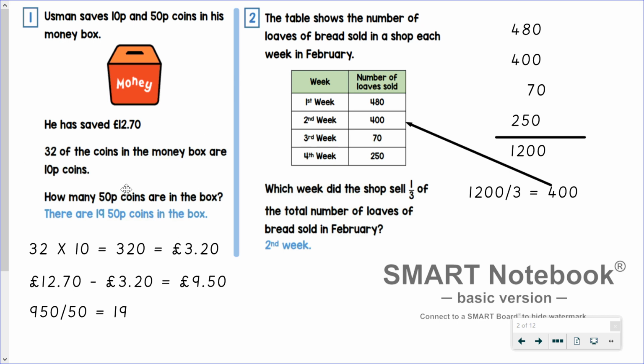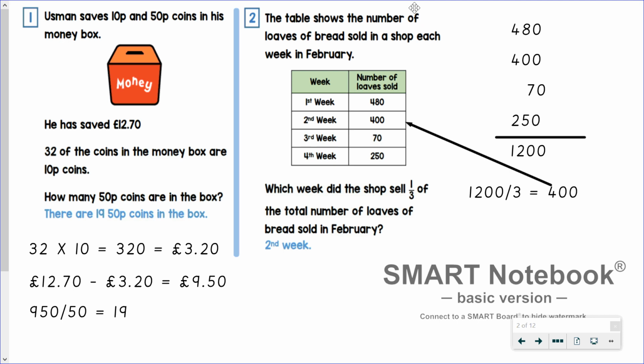We then know the rest of them are 50 pence, so we need to know how much is left after we take those 10 pences out, so we can split it into 50 pences. So we do £12.70, the whole amount, take away £3.20, which was our amount of 10 pences, and that leaves us with £9.50. And we can use that to find out how many 50 pence coins are in there. We do 950, it's easier to do it that way. Take the decimal point out: 950 divided by 50 is 19. So there are 19 50 pence coins in the box.